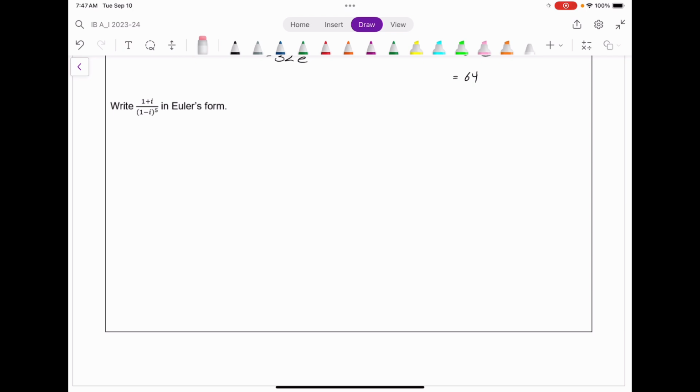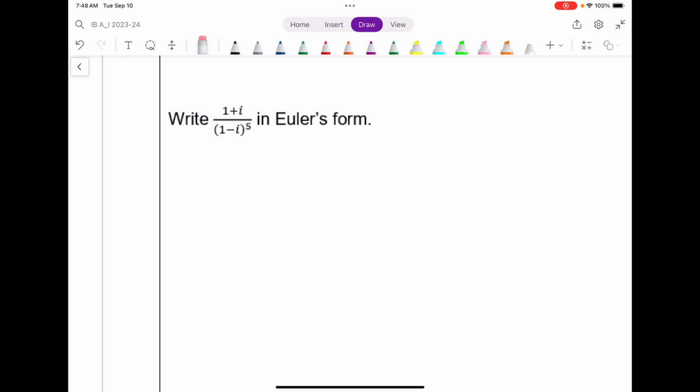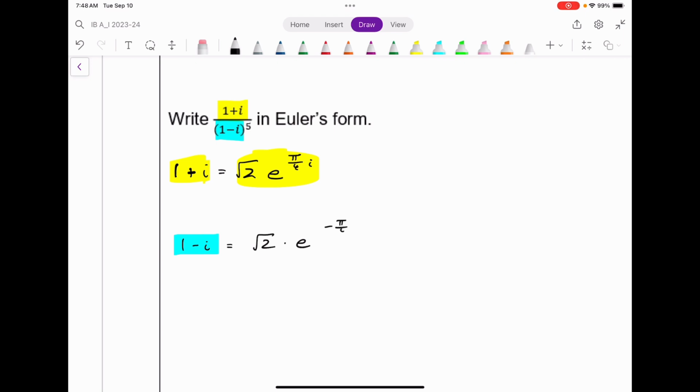All right, so for this last one, I want to write (1 plus i) over (1 minus i) all to the power 5 in Euler's form, and I want to do so without using a GDC, which will allow me to get exact values as well. And so first, I would just write 1 plus i in Euler's form. 1 plus i, using ideas we've heard before, is root 2 times e to the pi over 4 i. And 1 minus i in Euler's form is root 2 times e to the power of minus pi over 4 times i.